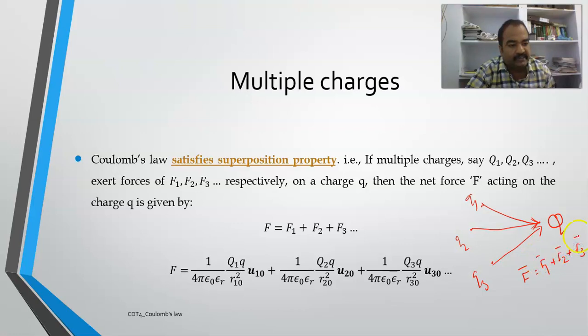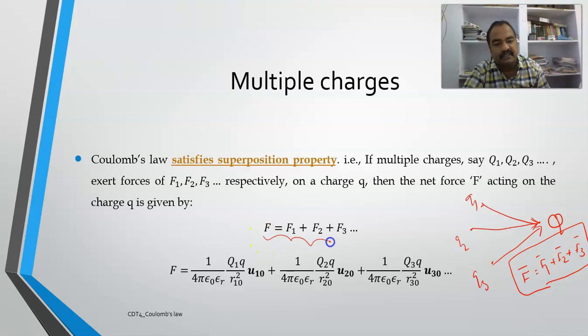So the superposition theorem is satisfied by Coulomb's law. That's why I have mentioned here: if there are multiple charges, the resultant force is nothing but the vector sum of all these forces. F1, this is the formula. F2, this is the formula. F3, this is the formula. So the summation of all charges.